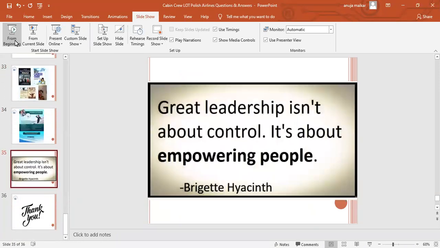Yeah, the last quote with which I would like to conclude our talk is, great leadership isn't about control, it's about empowering people. This is said by Brigitte Hyacinth. This quote means that leaders need not always control things. You need to empower people.